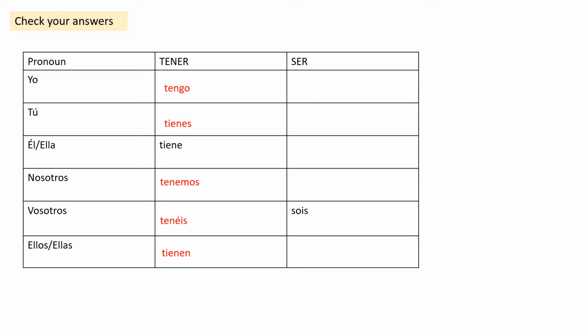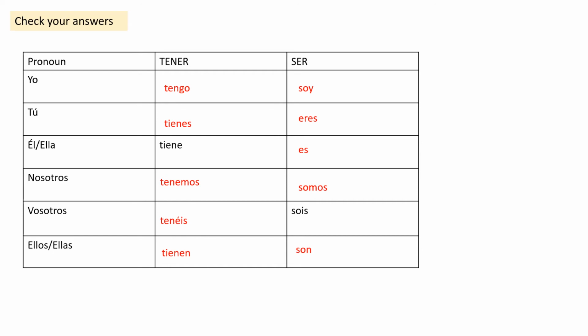And now the verb ser that we did last lesson. I am is soy. You are is eres. He or she is, es. We are is somos. You plural are, or you all are, is sois. And they are is son. So excellent work on those verbs, chicos.